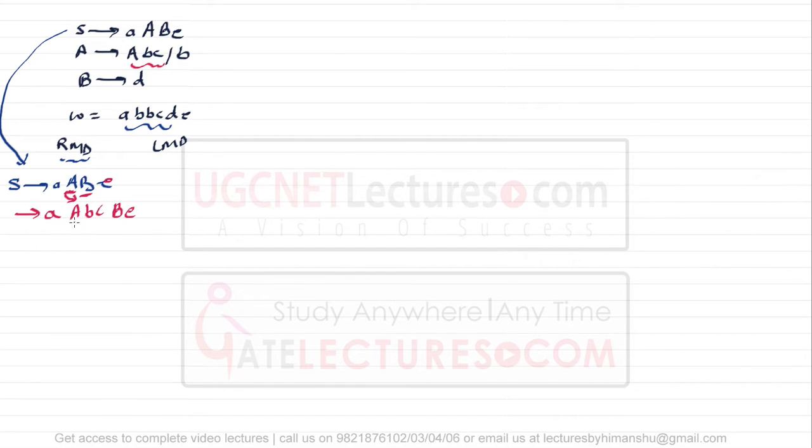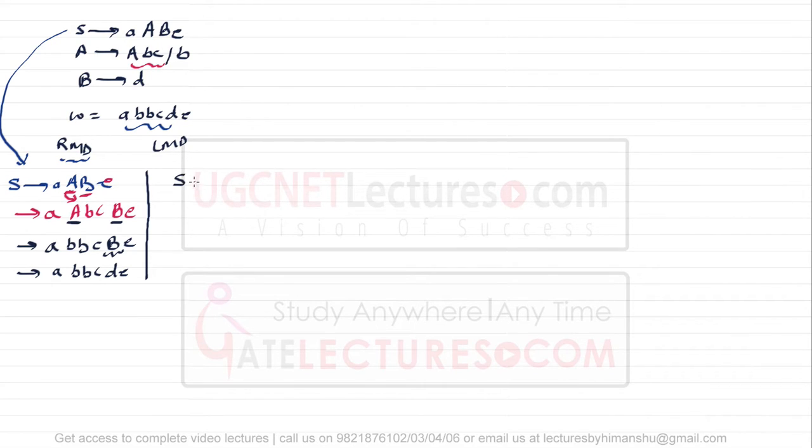Now I can replace the next rightmost variable. There are two variables here, A and B. I can replace the rightmost A again with small b. So it can be written as A, B, B, C, B, E. Now we have only one variable, that is B, and you can replace this variable B with the symbol D. So it can be written as abbcde. This is the rightmost derivation.